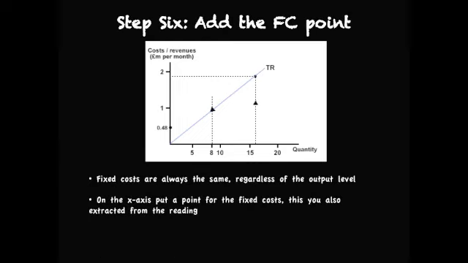Step 6, adding the fixed cost point. Fixed costs are always the same, regardless of what the output level is. So when the output level is 0, aka on the y-axis, put a point for the fixed cost.